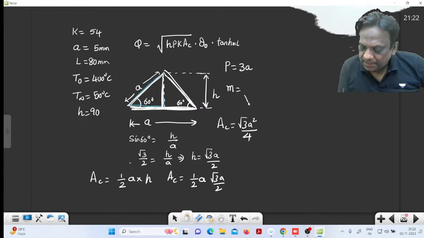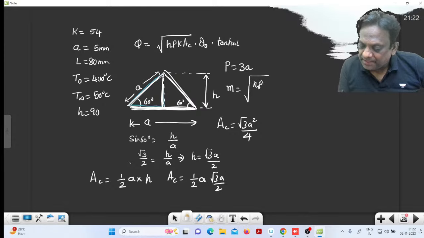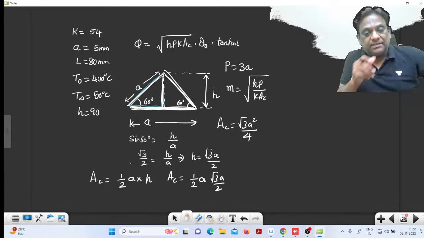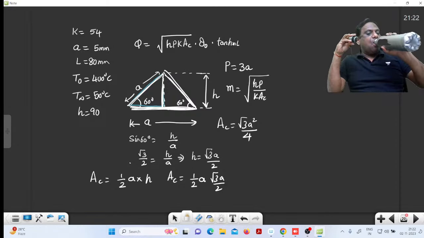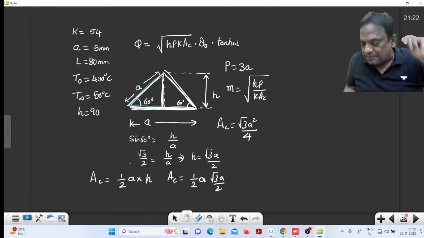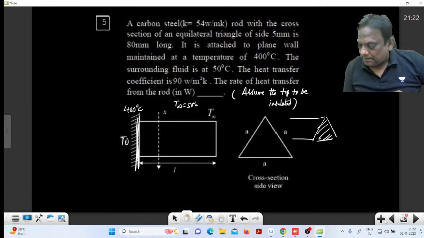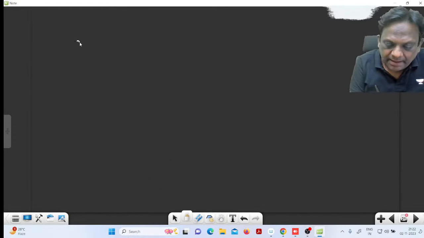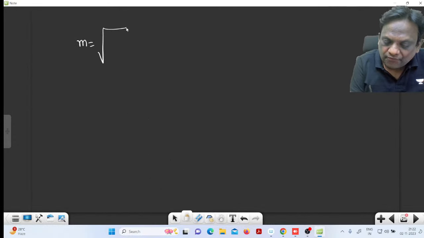My dear students, it is root of h P by k A c. Do you remember? I have given this in my heat transfer class, the m value. So therefore, m is equal to root of h P by k A c.